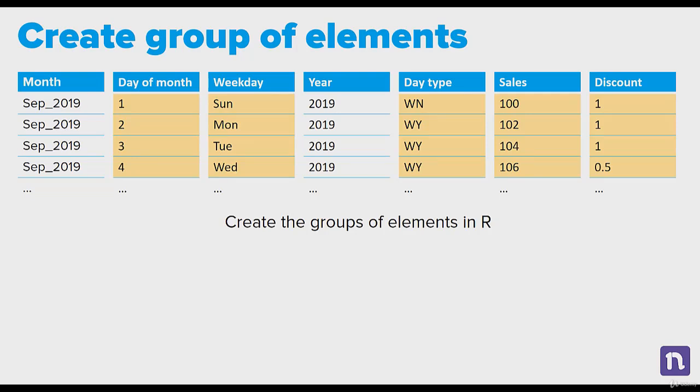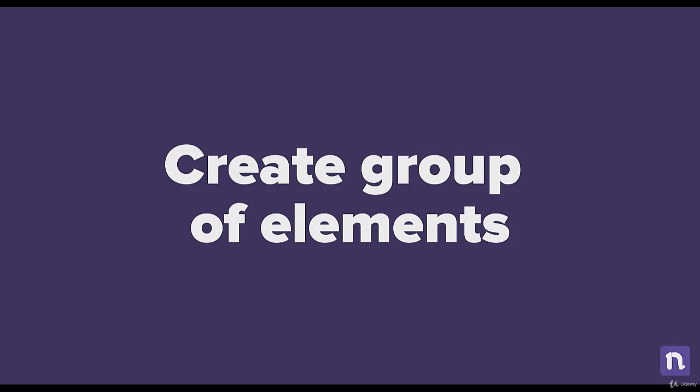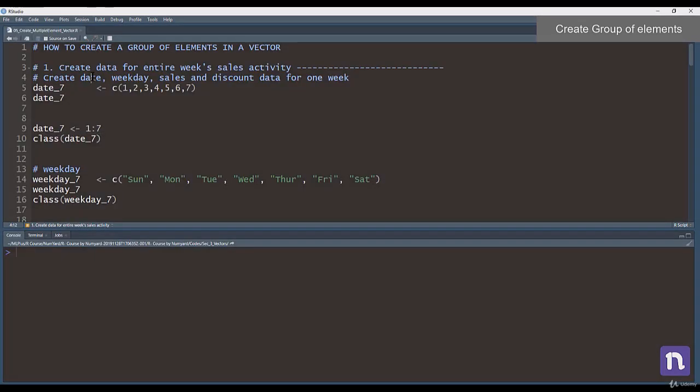Let's go to the R console. Let's begin by creating some vectors. I want to create the date, weekday, sales and the discount data for 1 week. Let's start with date 7. This represents the dates for the first 7 days of the month. To create this vector, use the C function. C stands for combine and place all the values that you want this vector to hold inside it. Let's run this. Now date 7 contains the values 1 to 7.